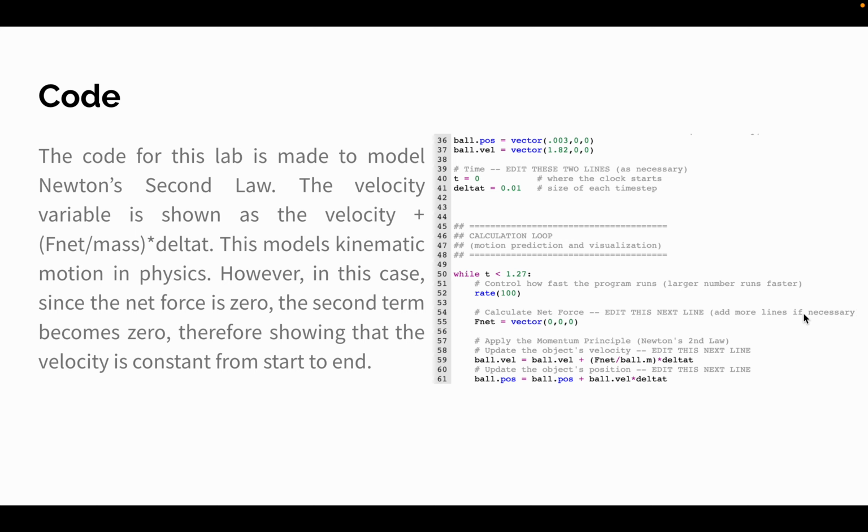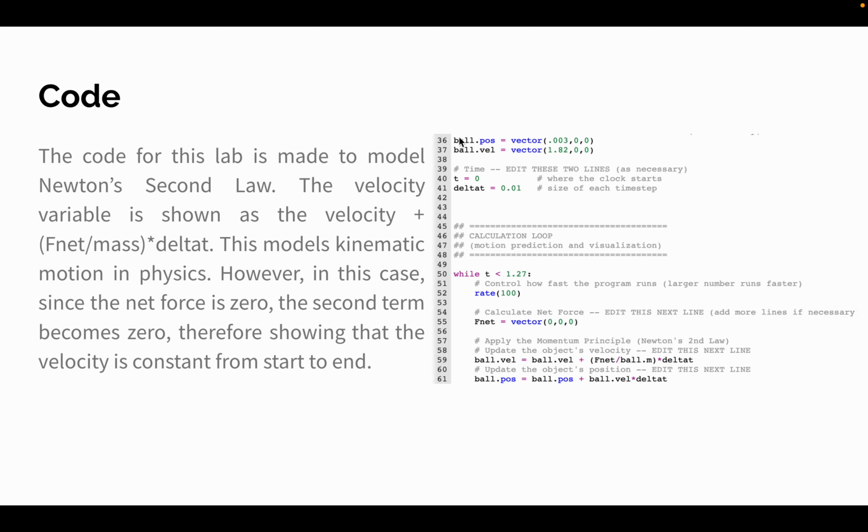Code. The code for this lab is made to model Newton's second law. The velocity variable is shown as the velocity plus the net force divided by the mass times delta t. This models kinematic motion in physics. However, in this case, since the net force is zero, the second term becomes zero, therefore showing that the velocity is constant from start to end.